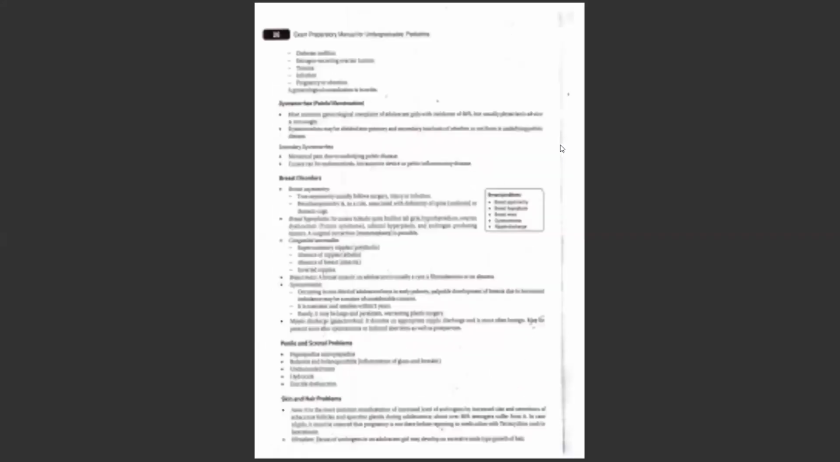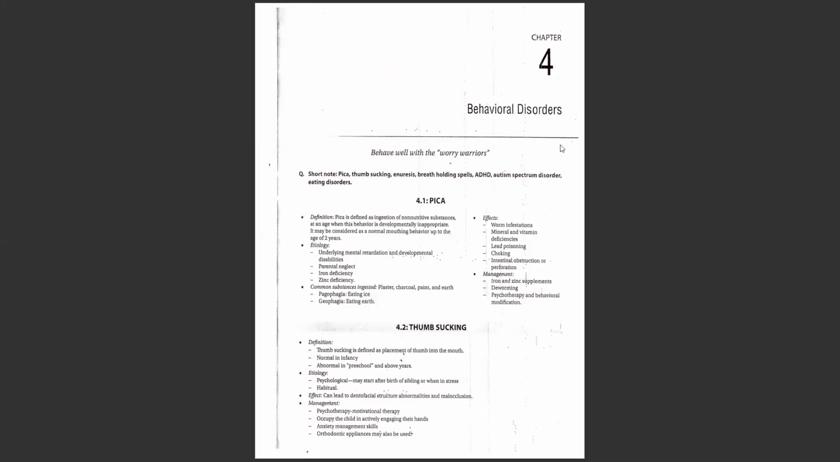The first one is pica. Pica is defined as ingestion of non-nutritive substances at an age when this behavior is developmentally inappropriate. Usually, mouthing is considered normal behavior up to 2 years of age, and beyond that, it is a developmentally inappropriate behavior. So that is known as pica.